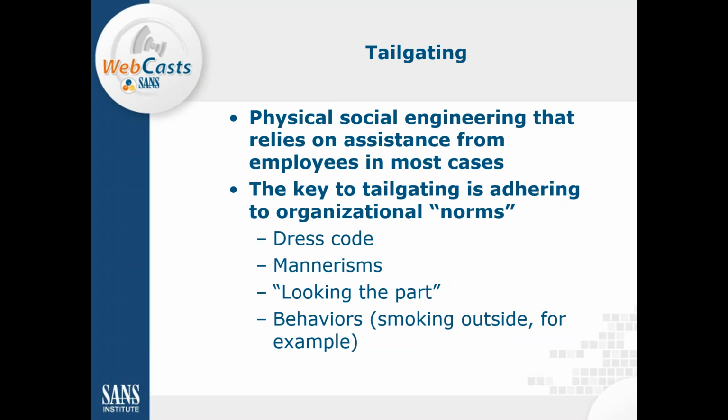So if I go to a bank wearing khakis and a golf shirt, I'm probably going to be underdressed. Whereas if I go to Silicon Valley in a software shop wearing a suit, they're going to wonder what I'm trying to sell them. So you need to know the target organization and play that role going in. But getting in via tailgating is often not hard.